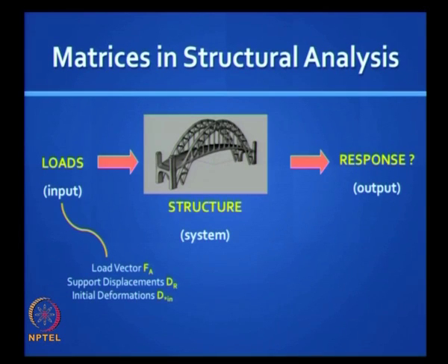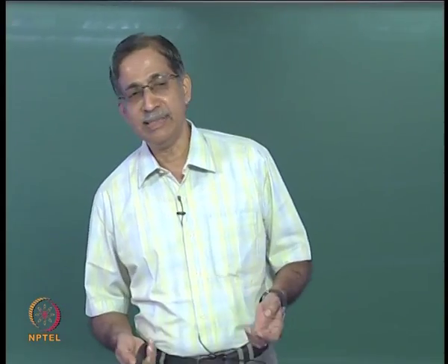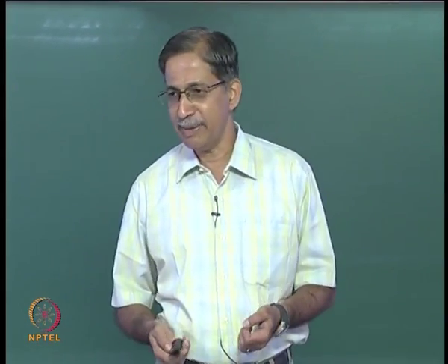For example, from the input side, you definitely have the load vector, which are loads that are applied at different joint locations. You may have known support displacement, so you have a support displacement vector. You may have some initial deformations or temperature changes. And what you need to find is the displacement at all the degrees of freedom that you have identified, the active coordinates, you need to find the support reactions, you need to find the internal forces, you may also want to find the member deformations like the elongations in truss members.